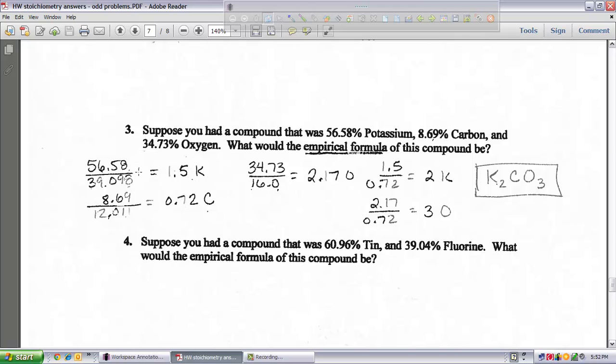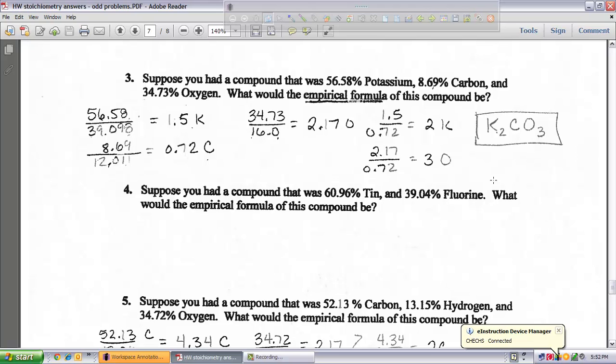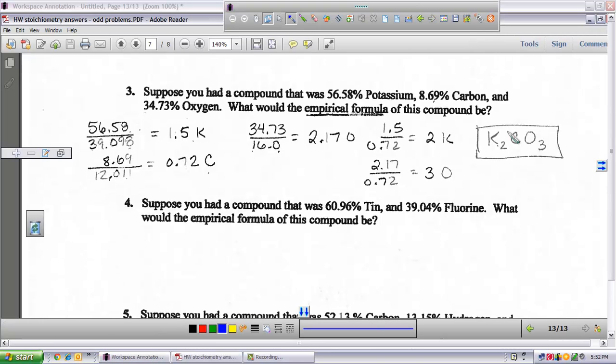So you would take 56.58 grams of potassium and then divide it by its molecular mass. And let's look at this real quick. Might be easier to see. But we're basically converting grams to moles. And the reason we're doing that is because when you write an empirical formula, like here, this represents 2 moles of potassium, 1 mole of carbon, 3 moles of oxygen in this compound. Okay, so this is the molar ratio of each of these in a compound.